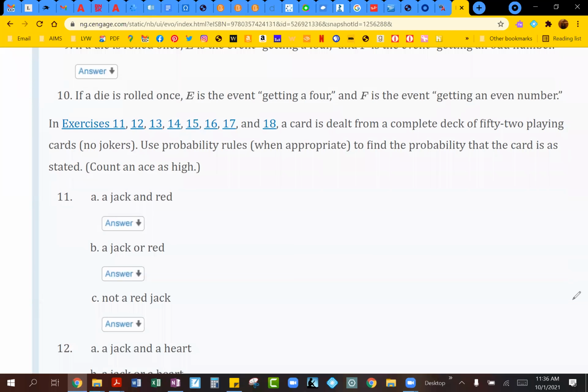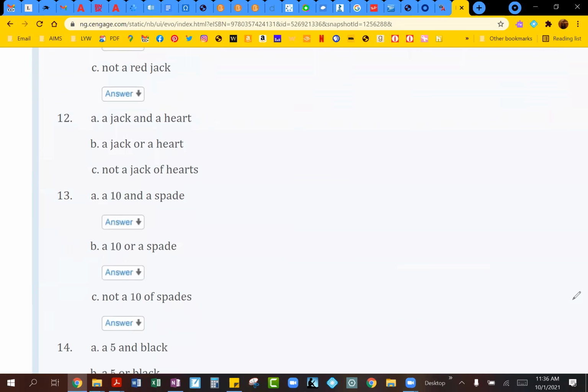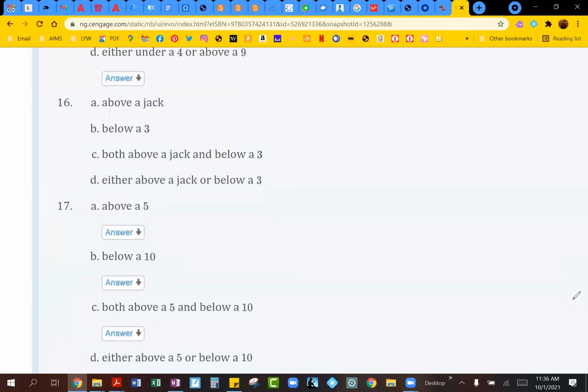So again, our instructions for number 16 are, they're saying a card is dealt from a complete deck of 52 playing cards. Again, that means no jokers in there. And they're saying using the appropriate probability rules, find the probability that the card is as stated. And again, they're telling us to keep ace as a high card. So jack, queen, king, and then an ace. All right, so number 16.